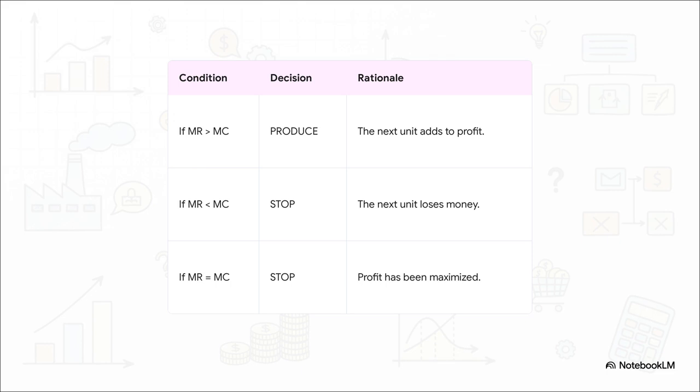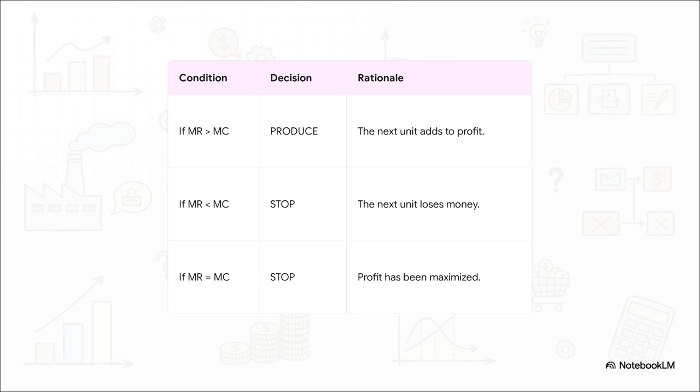And that brings us to the crucial third line. What if they're exactly equal? If MR equals MC, you also stop. This is the summit. This is the exact point where you have maximized your profit. Every single unit you produced up to this point made you money, and any unit you produce beyond this point is going to lose you money.